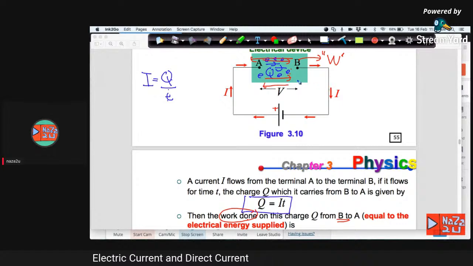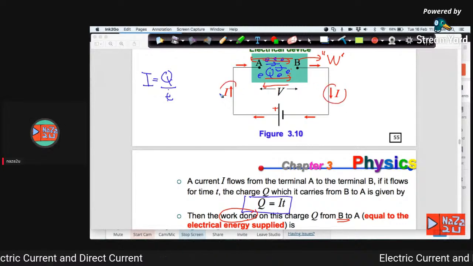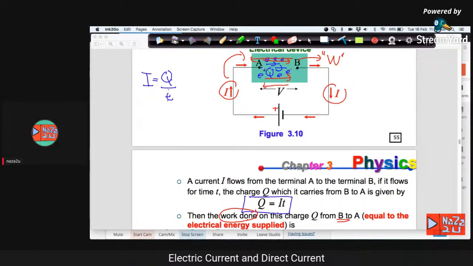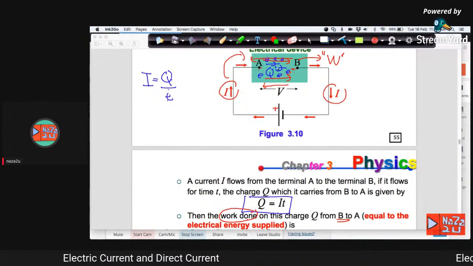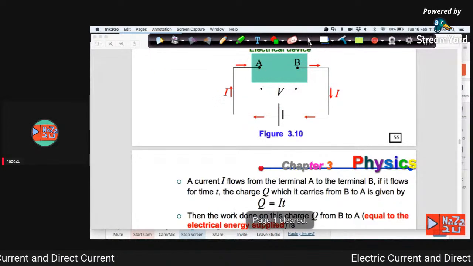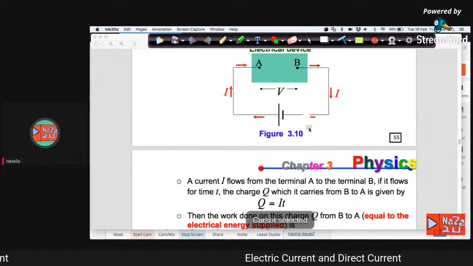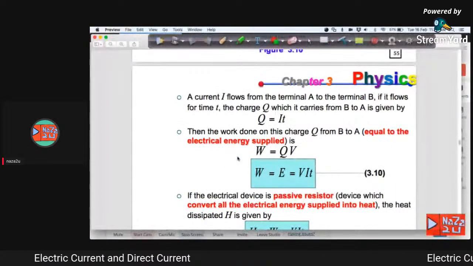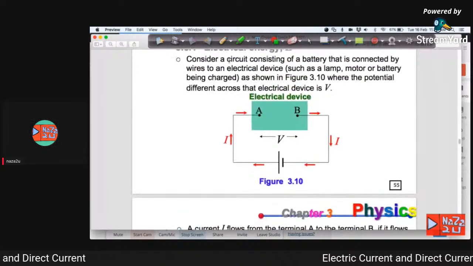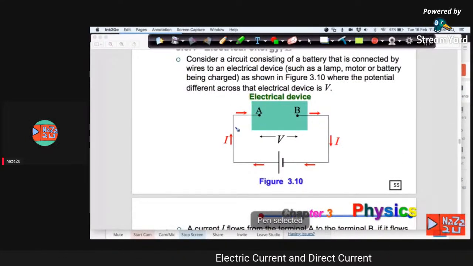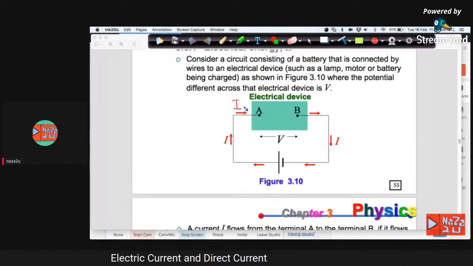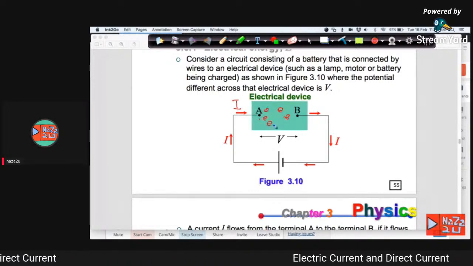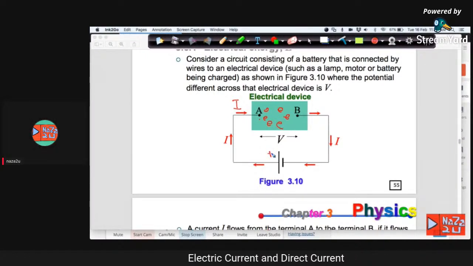So meaning here, the current flow here to move charge, to move electron from B to A, digunakan untuk menggerakkan charge. The work done on this charge Q from B to A is equal to the electrical energy supplied. Maksudnya apa kat sini? Okay. Kamu ada arus. Arus ini digunakan untuk menggerakkan charge. Actually ada arus kat sini. Katalah ini elektron. Arus bergerak daripada positif pergi kepada negatif.